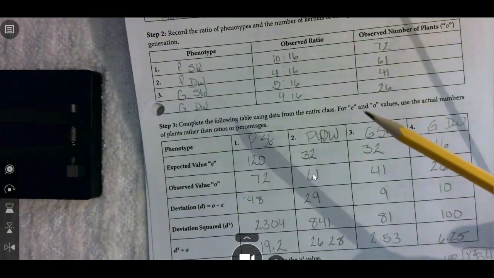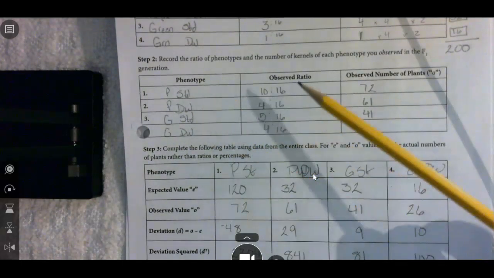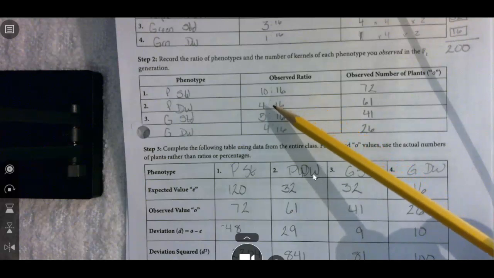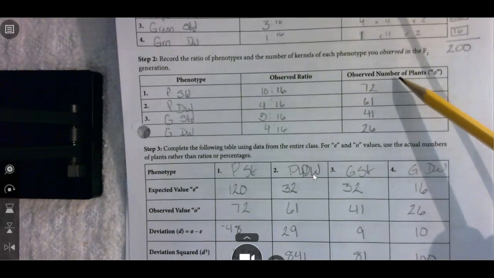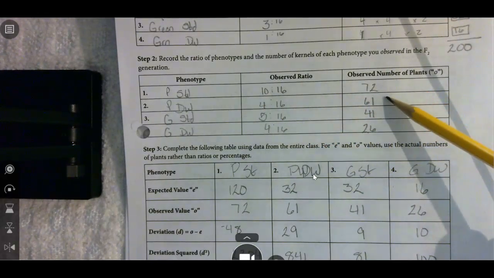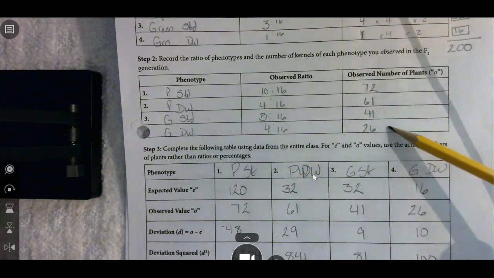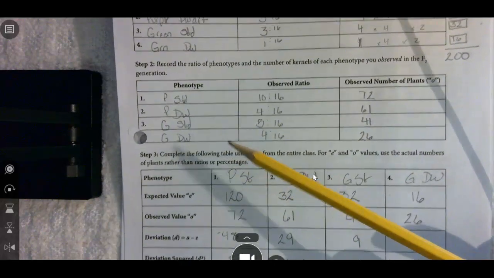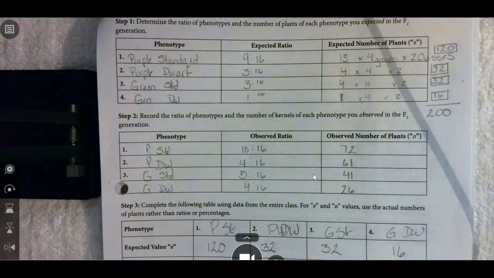Our observed data for purple standard, purple dwarf, green standard, green dwarf, the ratios were 10 to 4 to 5 to 4. And then our observed number of plants was 72 purple standard, 61 purple dwarf, 41 green stem standard, and 26 green stem dwarf. Just looking at this critically right now, these numbers are very different from the expected outcome.